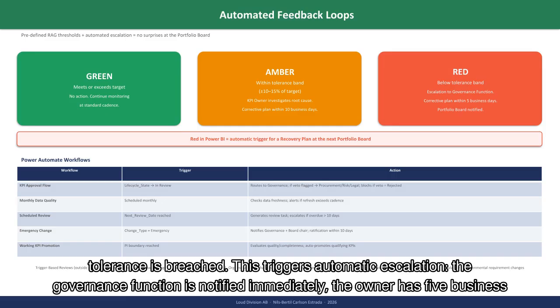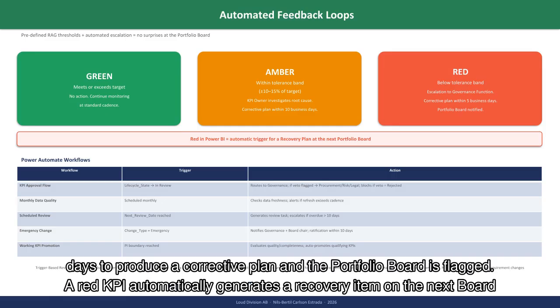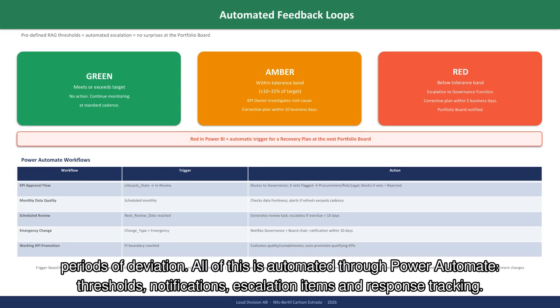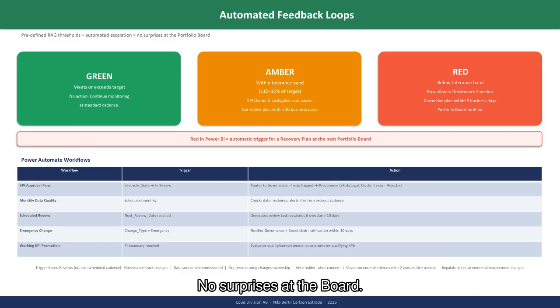This triggers automatic escalation. The governance function is notified immediately. The owner has 5 business days to produce a corrective plan and the portfolio board is flagged. A red KPI automatically generates a recovery item on the next board agenda. Beyond scheduled reviews, trigger-based reviews fire on governance track changes, data source decommissions, or 2 consecutive periods of deviation. All of this is automated through Power Automate: thresholds, notifications, escalation items, and response tracking. No surprises at the board.